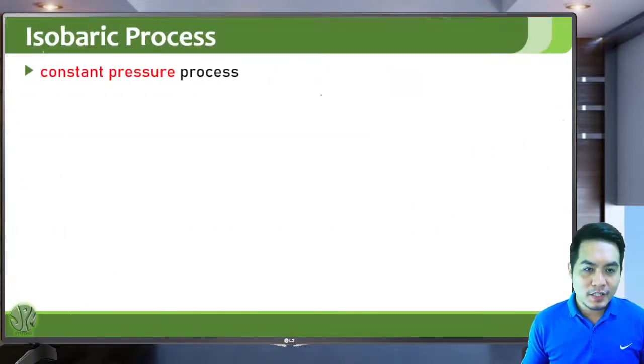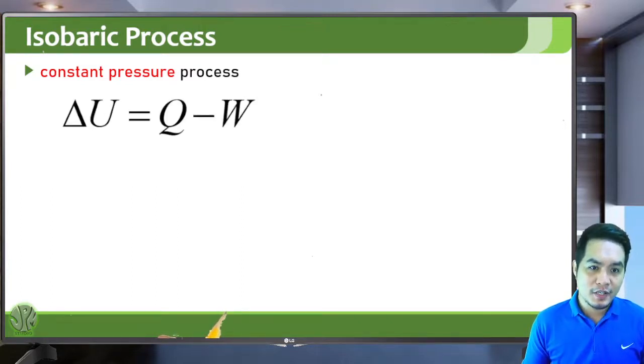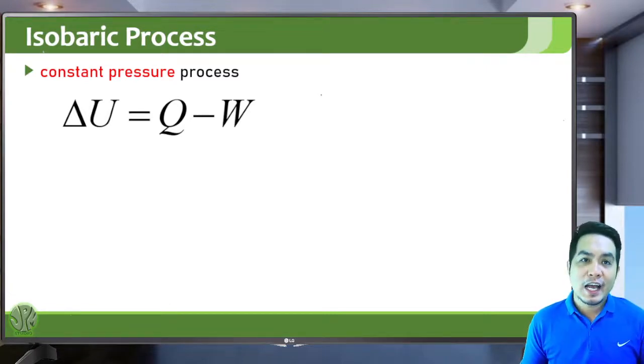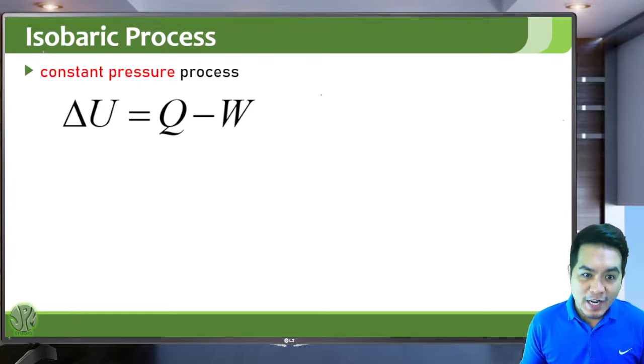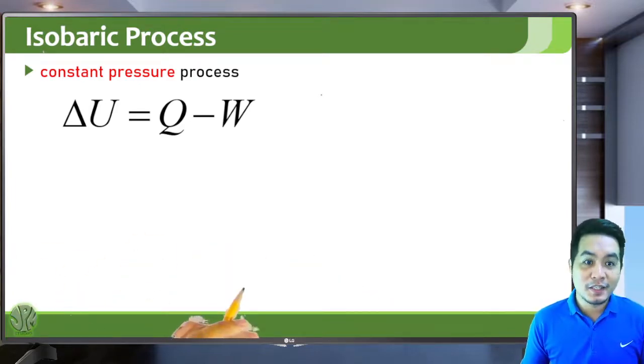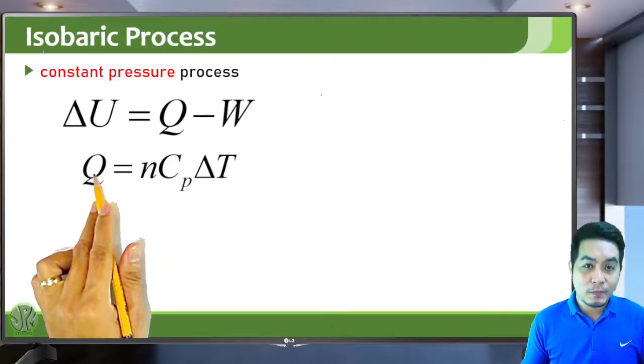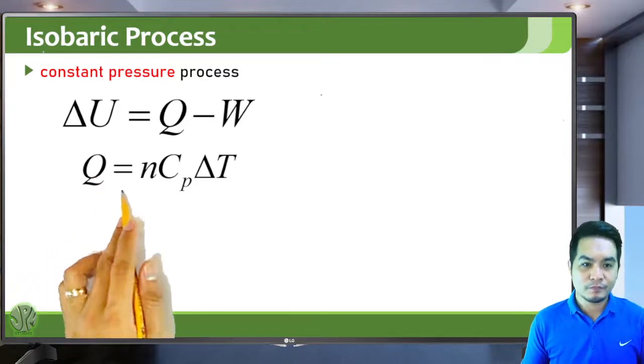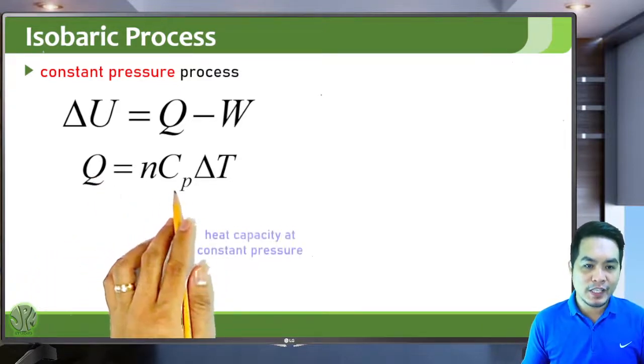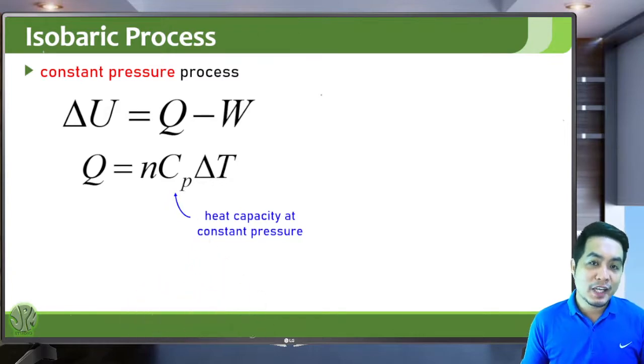The next process, the third type of thermodynamic process, is an isobaric process, or a constant pressure process. In a constant pressure process, the heat and the work are not necessarily zero. Again, in an adiabatic process, the heat is zero. In an isochoric process, the work is zero. But in an isobaric process, there are no zero terms. In this case, the heat absorbed by your system is equal to n Cp delta T, where your C, the heat capacity, is now the heat capacity at constant pressure.